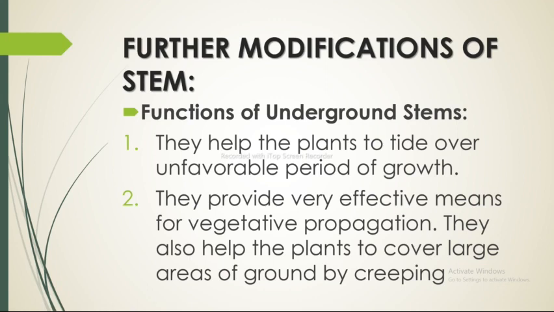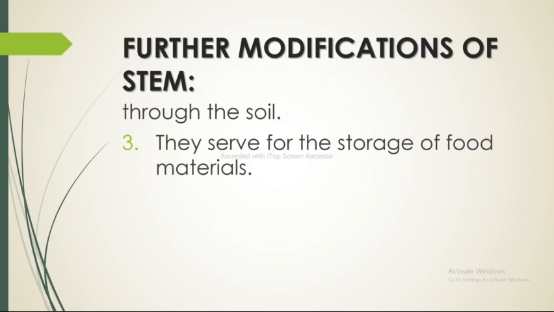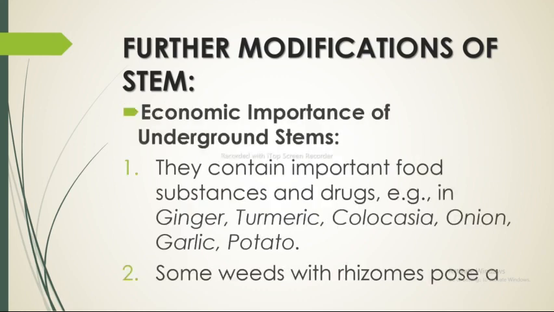So next I am going to discuss about the functions of underground stems. The first function is they help the plants to tide over unfavorable period of growth. Second, they provide very effective means for vegetative propagation. They also help the plants to cover large areas of ground by creeping through the soil, and they serve for the storage of food materials.